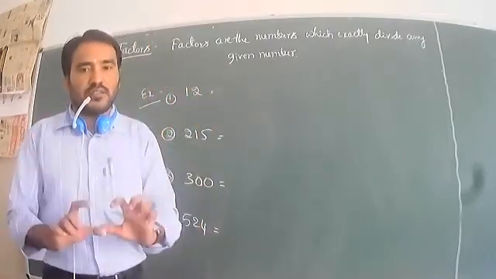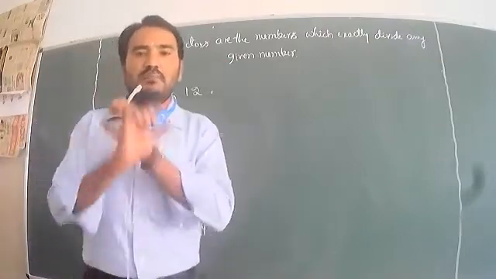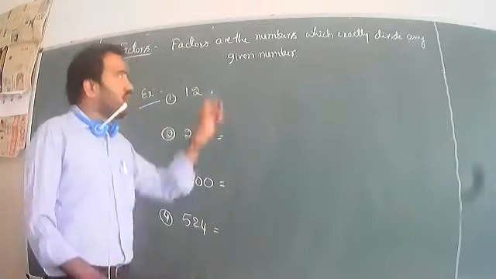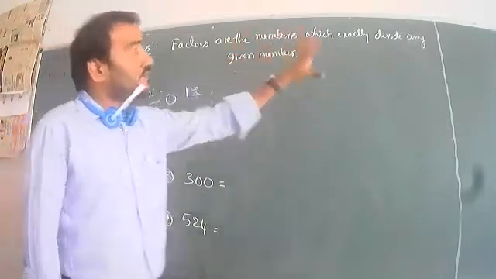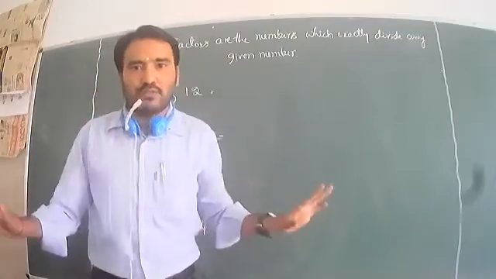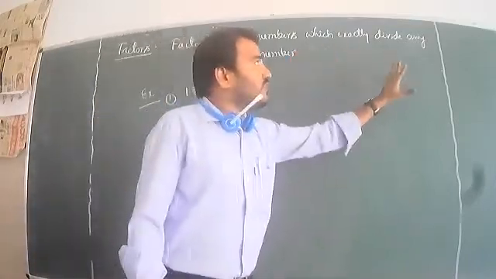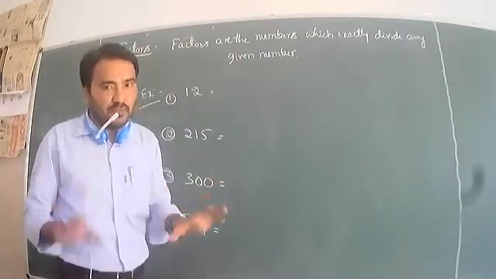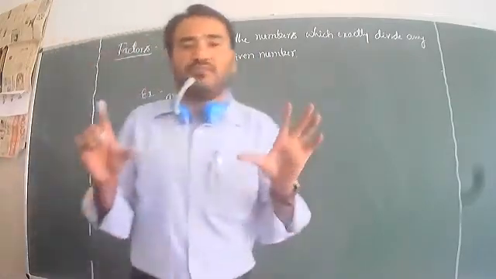Those numbers which completely divide a given number, that is called factors. Factors are the numbers which exactly divide any given number, where the remainder will be totally zero. That type of numbers are called factors.